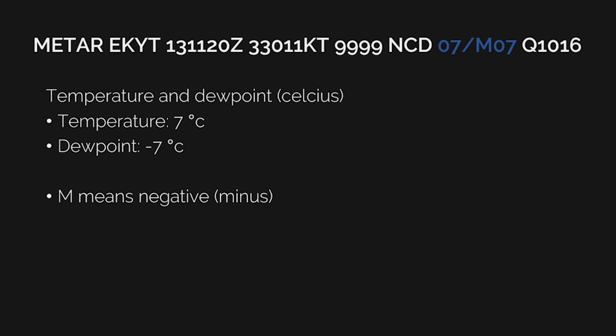The next is temperature and dew point in degrees Celsius. In the example, the temperature is 7 degrees Celsius and the dew point is -7 degrees Celsius. If there is an M right in front of a number, it is negative.